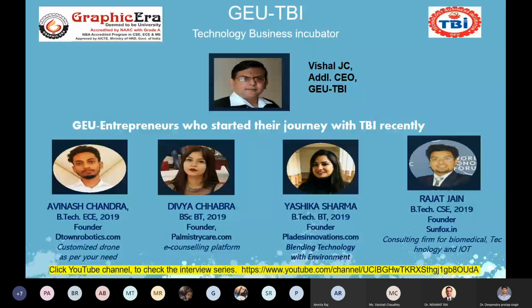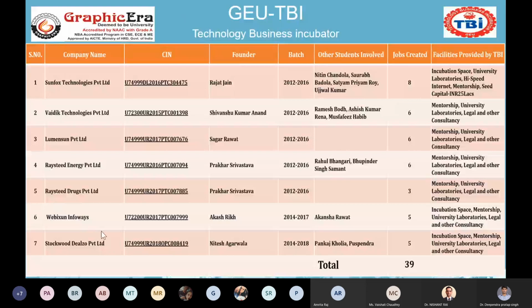And Rajat Jain is a student of B.Tech Computer Science, founder of Sunfox Technologies. It is a consulting firm providing consultancy on biomedical technology and IoT. And here is a link to the TBI where you can find the interviews of all these new entrepreneurs. There are many more startups in the list of the GU TBI, which they have recently started, and these are now big companies.